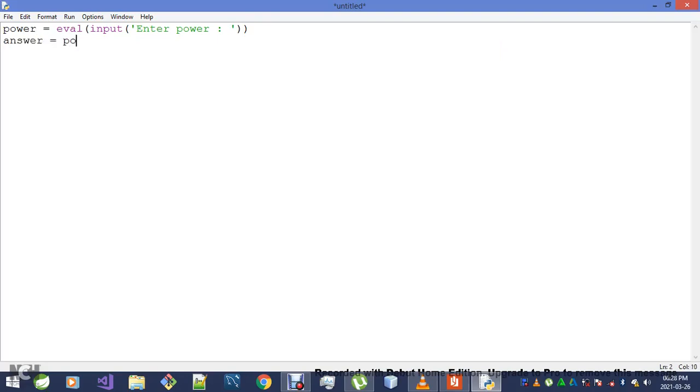Enter power. Now the answer is going to be 2 to the exponent of power. Okay, it's going to be 2 to the exponent of power, right?